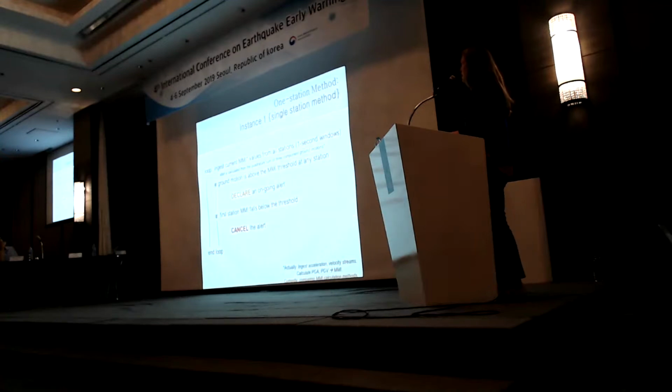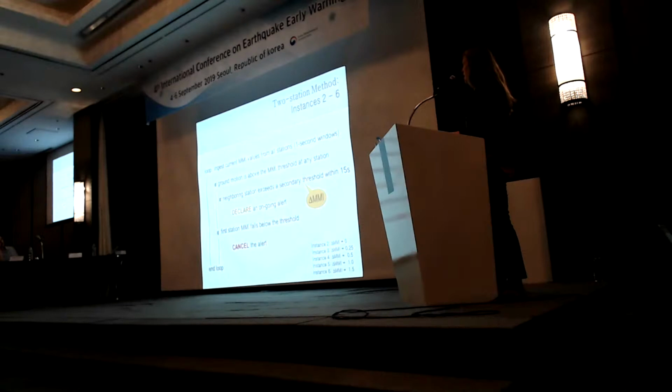So this is an example of a single station method. It ingests current MMI feeds from the ShakeAlert system and calculates MMI using the quadrature sum of 3 components. If it's above the threshold at the station, you declare an event. If the first station falls below the threshold, you cancel the event. And in a 2-station method, a neighboring station has to exceed a secondary threshold within 15 seconds of that first station. We create a station mesh, and they have to be neighboring stations. We explored different primary thresholds of MMI and then different delta MMIs to create a secondary threshold.